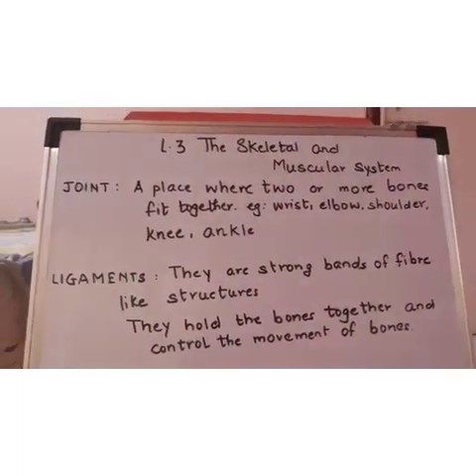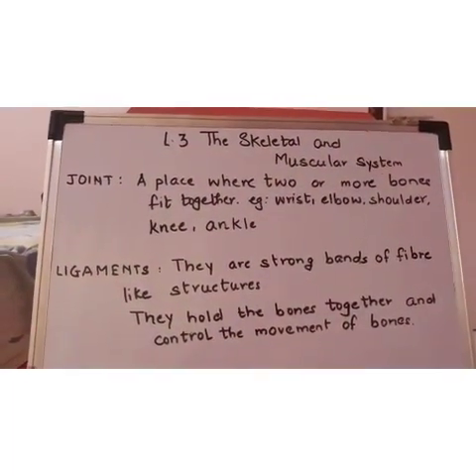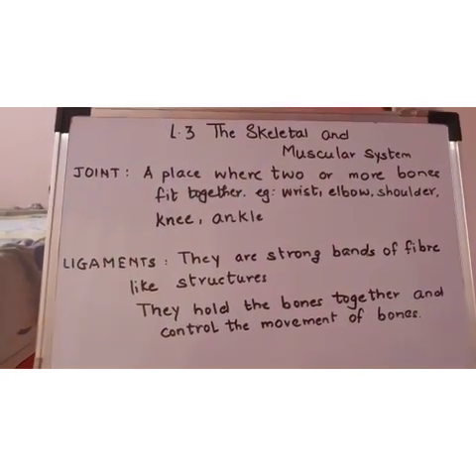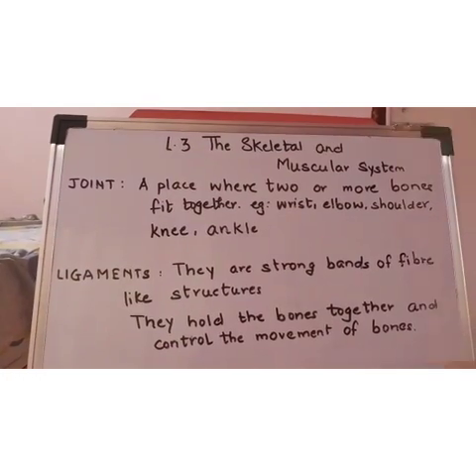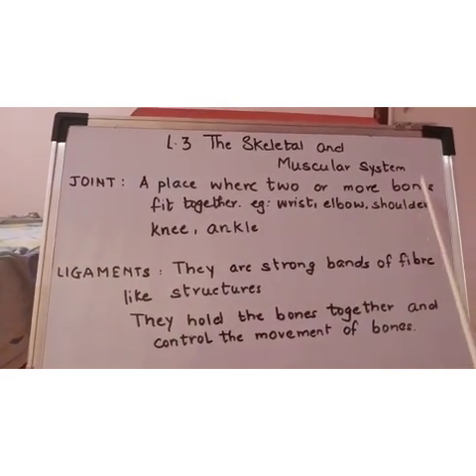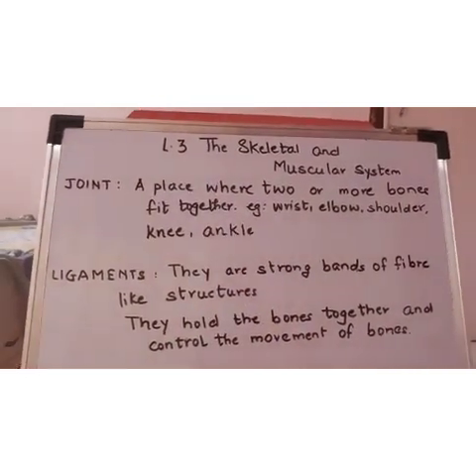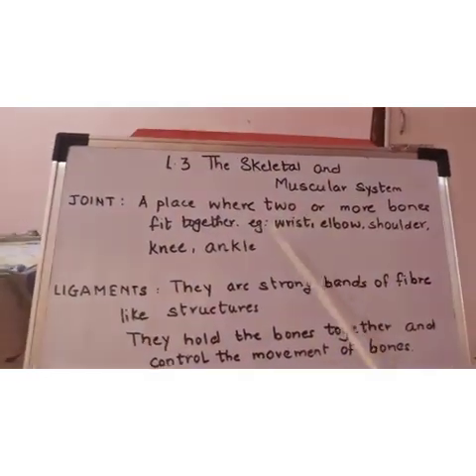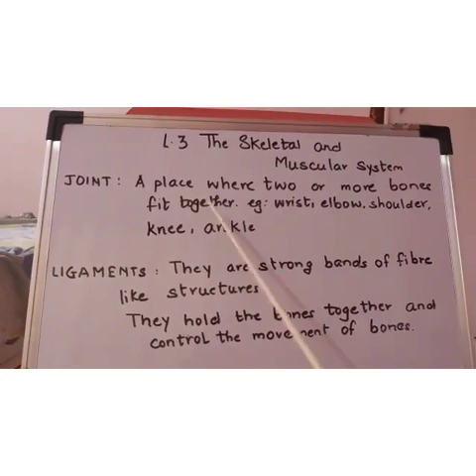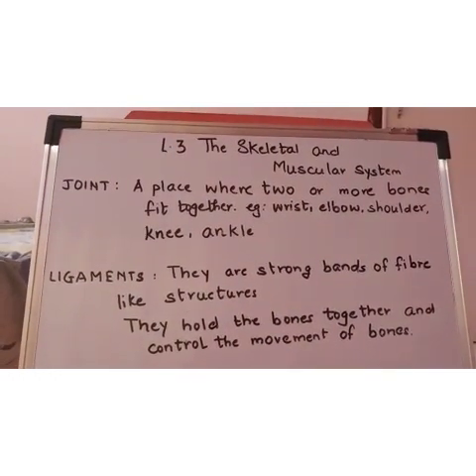Hi kids, let's start with the next part in the skeletal and muscular system. First we are going to see what a joint is. A place where two or more bones fit together is called a joint. I repeat, a place where two or more bones fit together is called a joint.